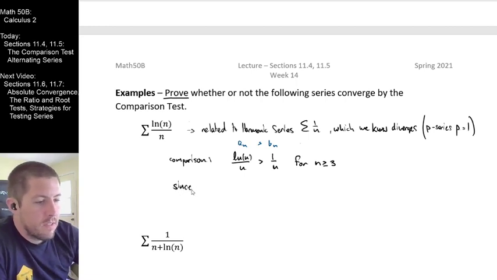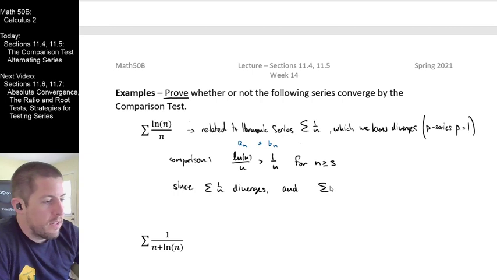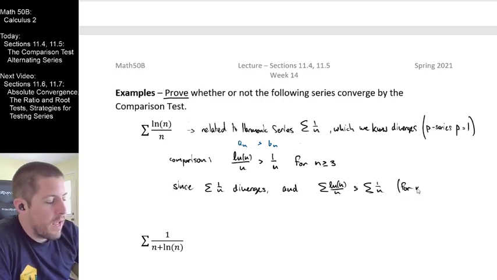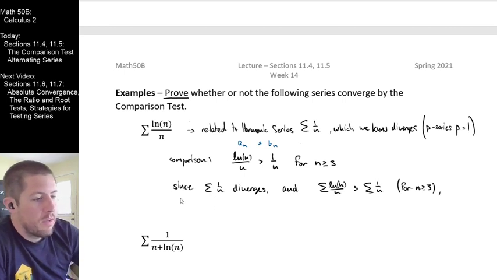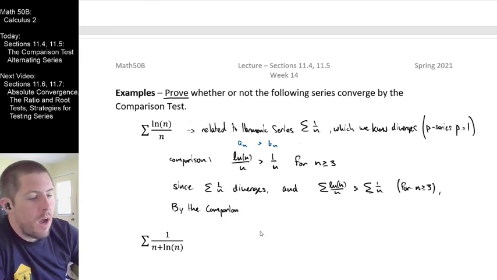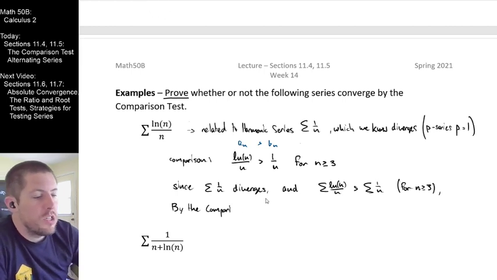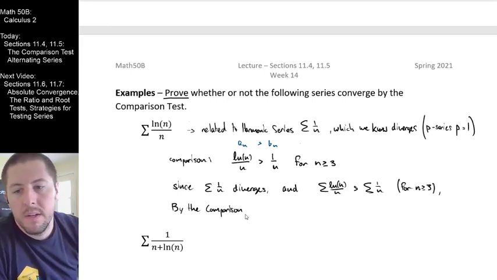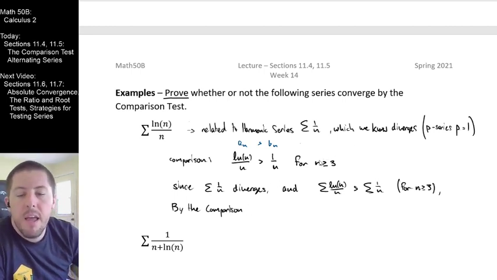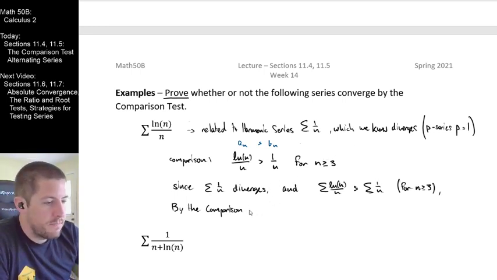And since the series 1 over n diverges, and the series natural log of n over n is greater than the series 1 over n for n greater than or equal to 3, we can say that by the comparison test, we also diverge. Our series is known to be larger than a divergent series for all but a finite number of its terms. Therefore, it must also diverge.